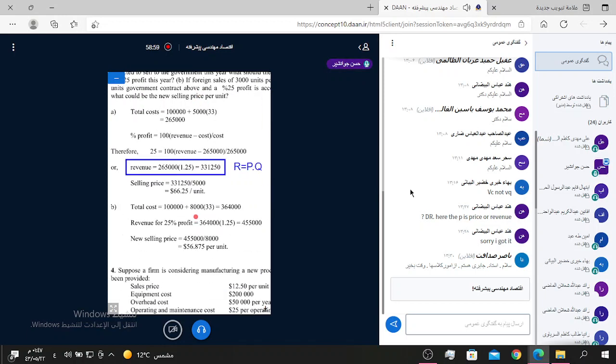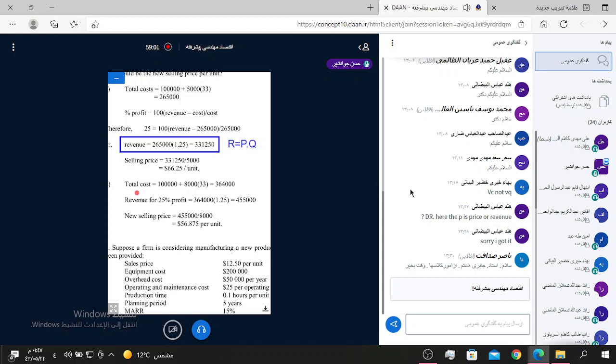In B, total cost is fixed cost, and new Q is 8,000. New Q is Q plus 3,000.